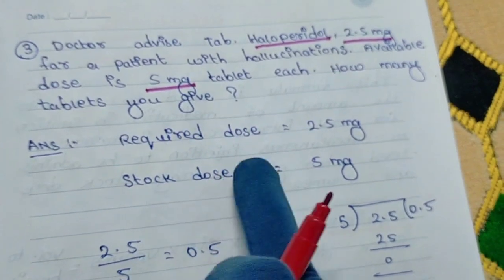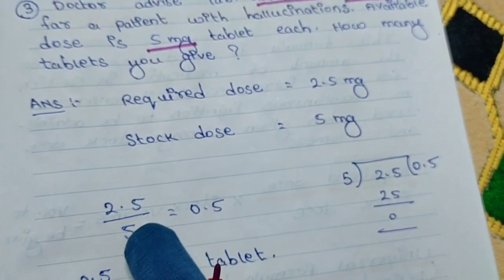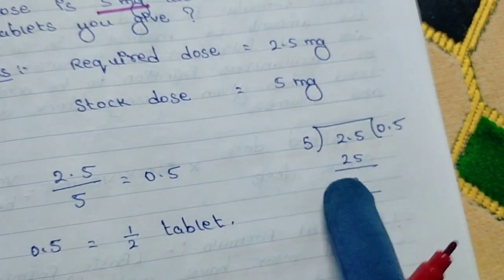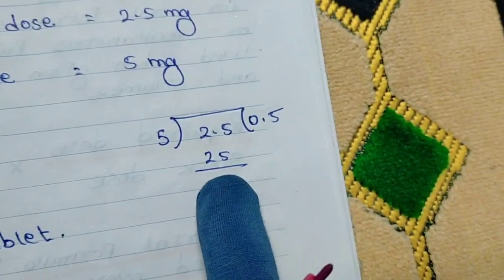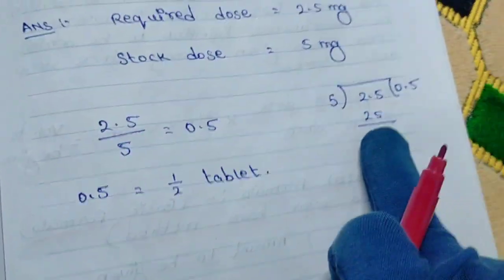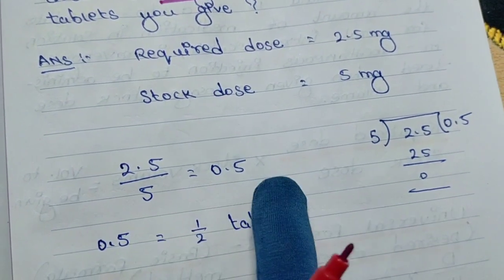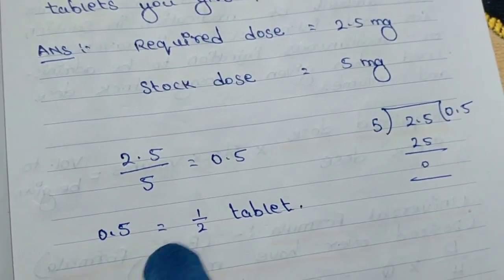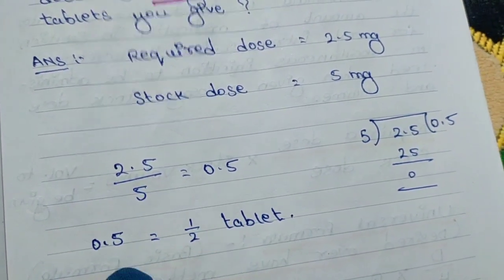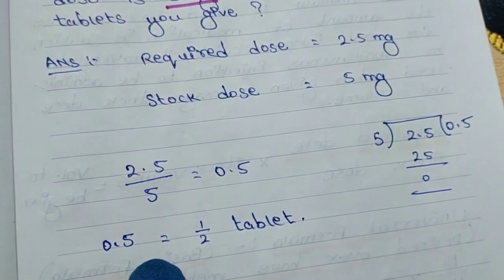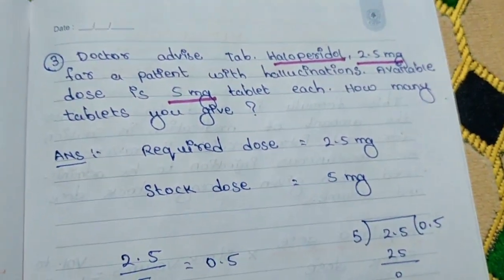Now let us put that in the formula. Required dose by stock dose, 2.5 by 5. So when we divide it, I think you all know this, right? How to divide the decimals. Okay, division of decimals. When we divide it, we'll get 0.5. 0.5 means it is half a tablet. 1 tablet is 1 full tablet. 0.5 means it is half a tablet. So half a tablet of haloperidol should be given to the patient to get 2.5 mg.